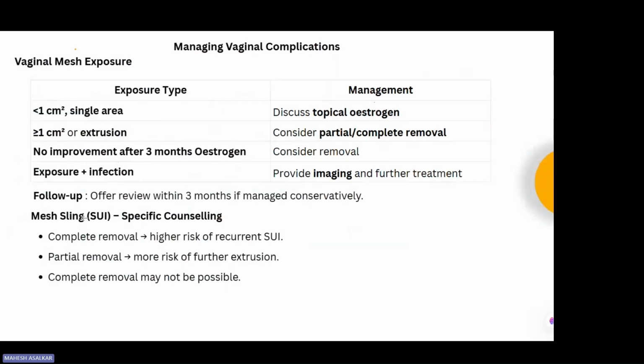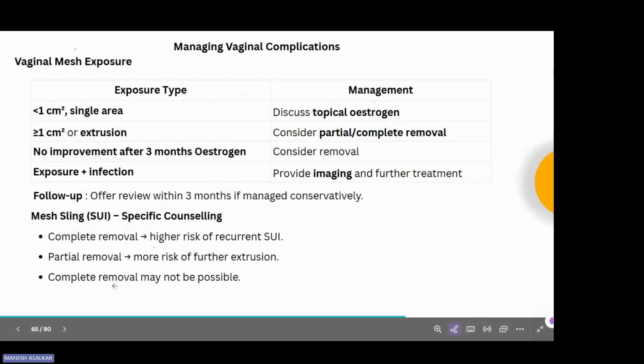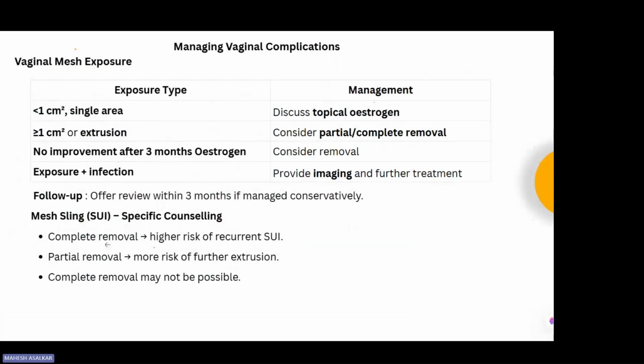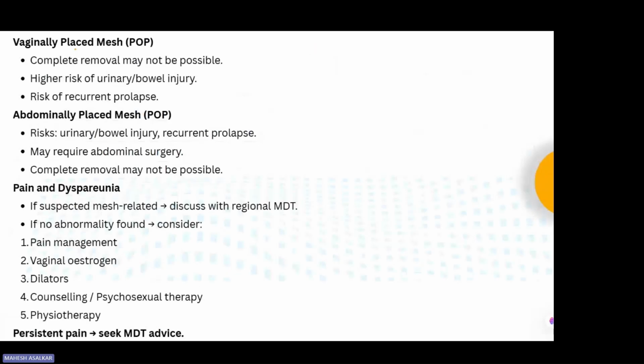Now coming to the mesh sling, specific counseling related to the mesh sling. We have to mention that if you go for complete removal, there is a higher risk of recurrent stress urinary incontinence. If you go for partial removal, there is more risk of further extrusion, and complete removal may not be possible. So if there is a mesh sling used for SUI, we need to discuss these particular things with the patient.